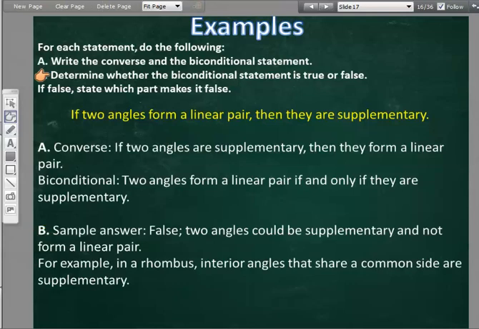Part B says determine whether the biconditional is true or false. Sample answer: it's false. Two angles could be supplementary but not be a linear pair, because remember, you could have one angle that's 100 and another angle that's 80. When you add them together, they're going to be 180. That doesn't mean they're a linear pair.